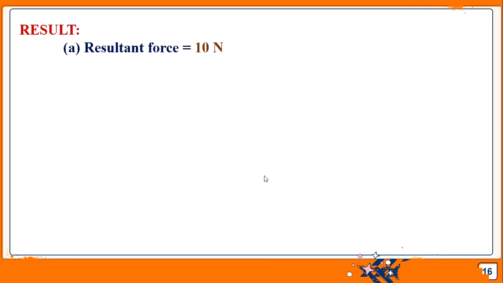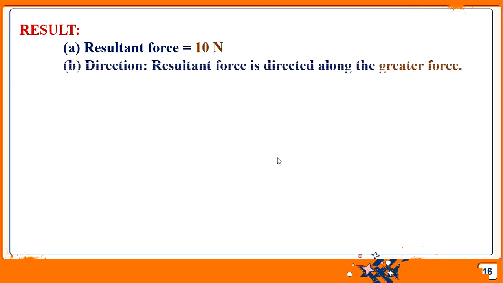So in the result we have to write resultant force is 10 Newton and then the direction, resultant force is directed along the greater force. That is, the resultant force always acts along the greater force.